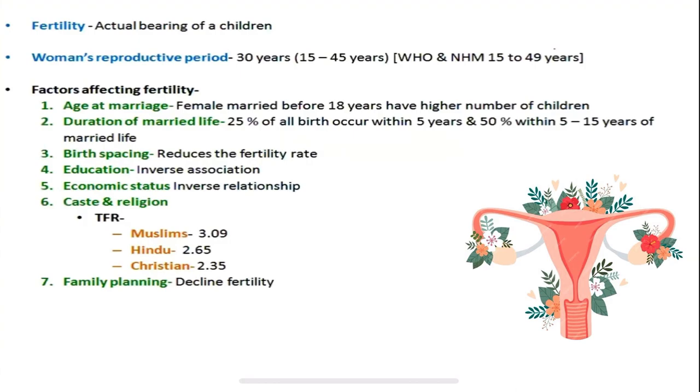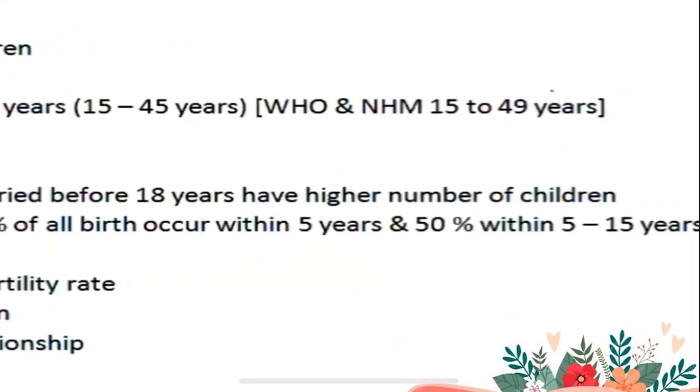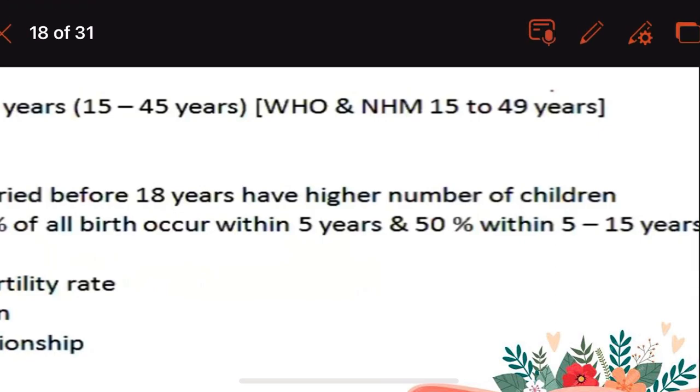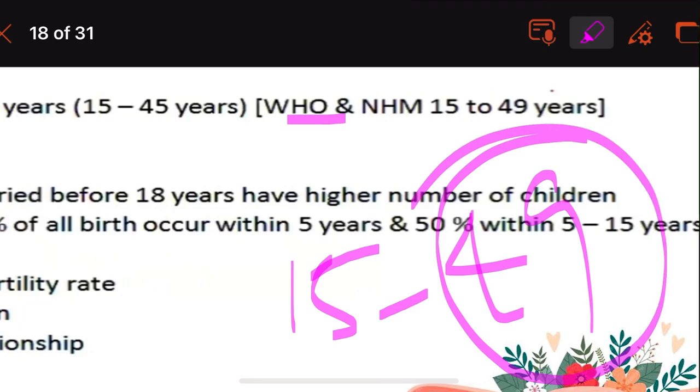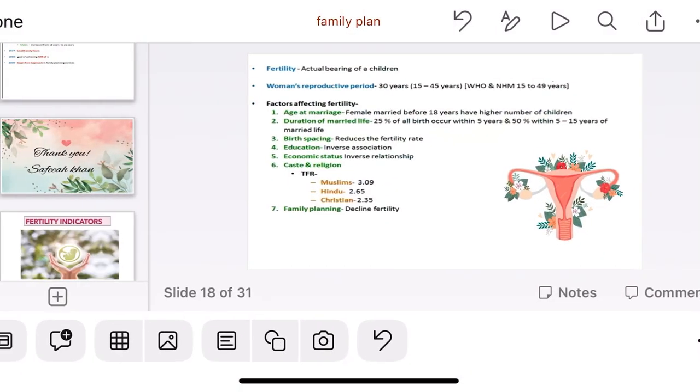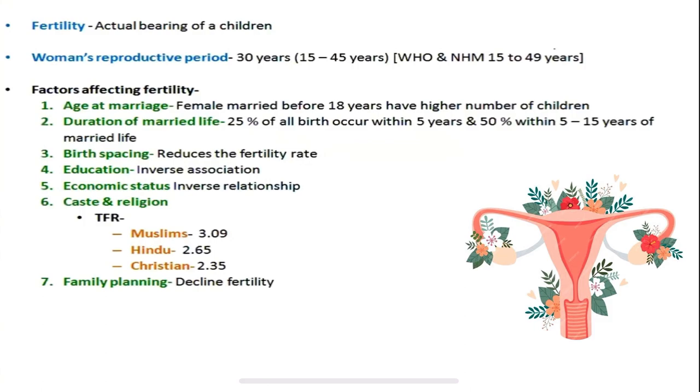What is fertility? By the term fertility, we mean the actual bearing of children. A woman's reproductive period is 30 years, starting from 15 years to 45 years. The World Health Organization and the National Health Ministry have given the reproductive age group as 15 to 49 years. So WHO says it is from 15 to 49 years, and generally they consider 15 to 45 years to be the reproductive age group of a woman. We also remember, guys, the word natality is used by some demographers in place of fertility.